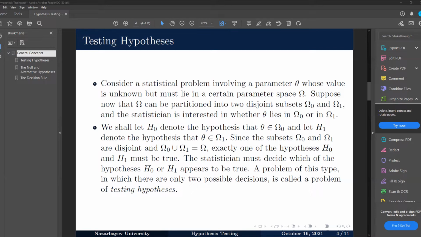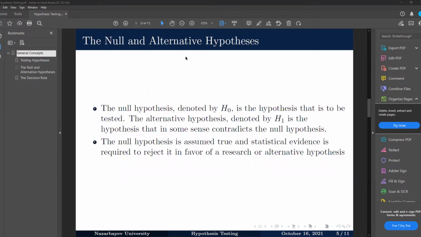So again, H0 is the null hypothesis and H1 is the alternative hypothesis. Up to this point, we can treat H0 and H1 in the same way. However, they are treated quite differently. So again, null and alternative hypothesis. The null hypothesis, denoted by H0, is a hypothesis that is to be tested. The alternative hypothesis is denoted by H1, or in some cases HA or H2, H3. So you can have different subscripts for this letter, but H0 is always H0. The null hypothesis is always denoted by H0.